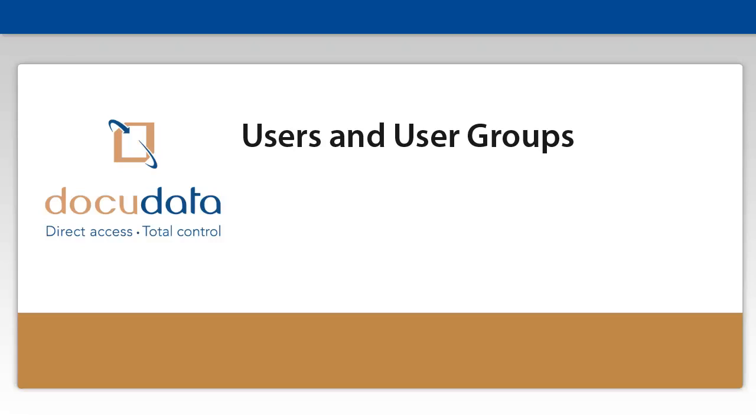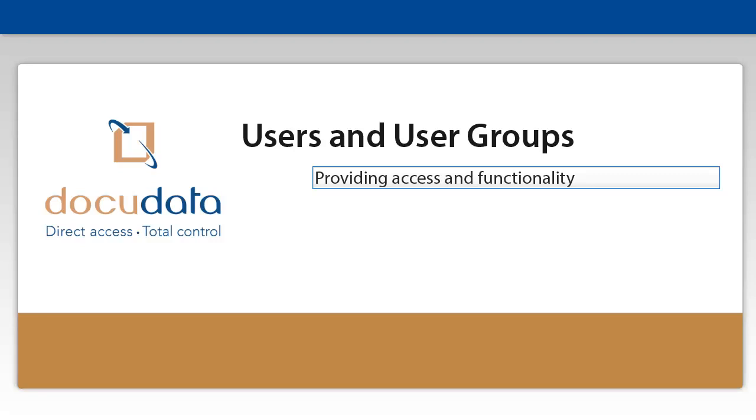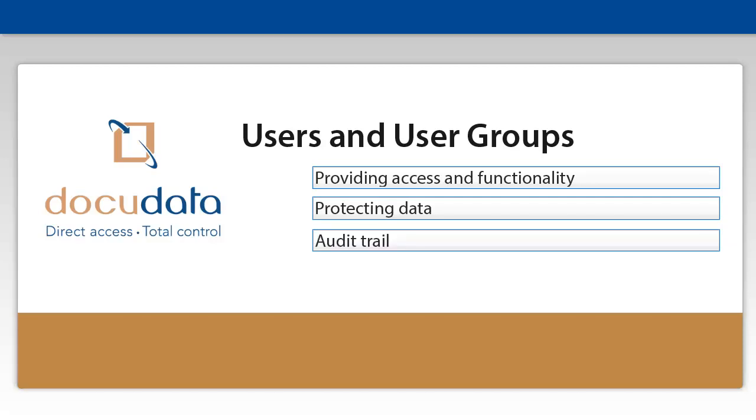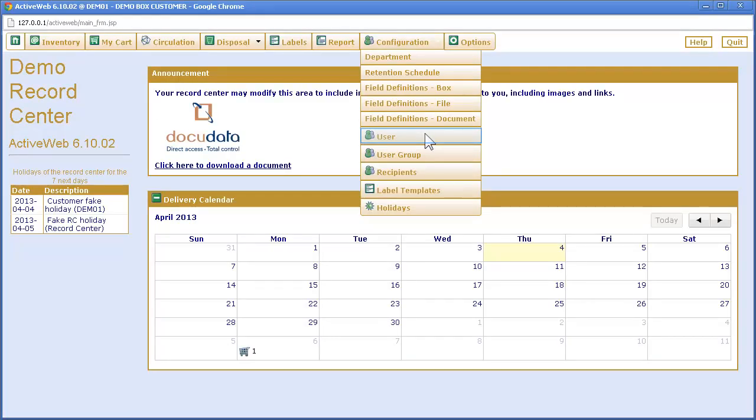Depending on the policy of your record center, you may be able to manage your users and user groups online. User profiles allow you to provide the correct access and functionality to the correct users. They help you to protect your data and ensure that you have an accurate audit trail of who worked with which records. From the Configuration tab, select User.